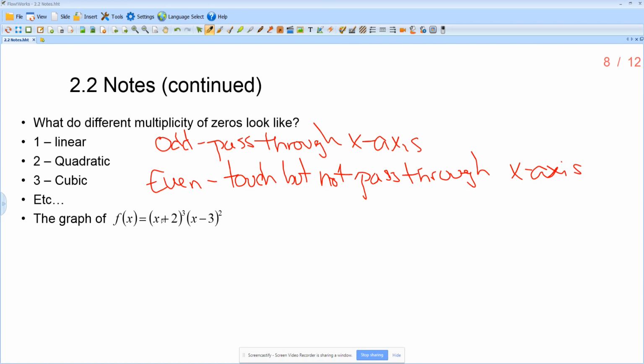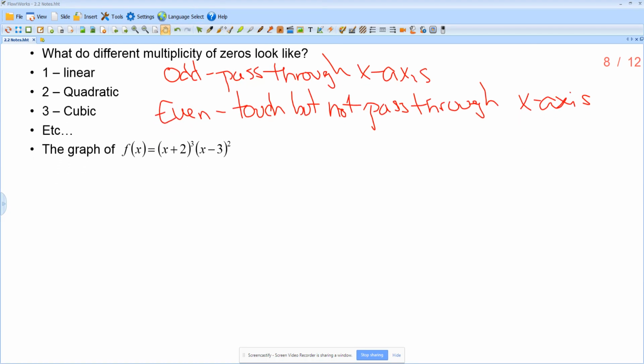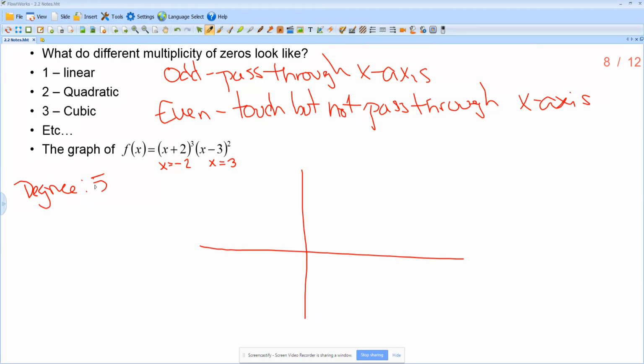So for instance, if I want to look at x plus 2 cubed times x minus 3 squared, again, I'll draw a little graph. Here, x is equal to -2. Here, x is equal to 3, if we're talking about zeroing out those factors. The overall degree of this function, if I were to multiply this all out, I would get something to the 5th power.